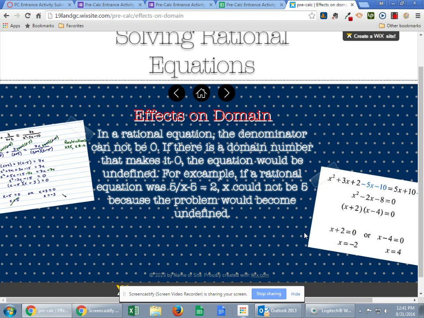In a rational equation, the denominator cannot be 0. If there is a domain number that makes it 0, the equation would be undefined. For example, if a rational equation was 5 over x minus 5 equals 2, x could not be 5 because the problem would become undefined.